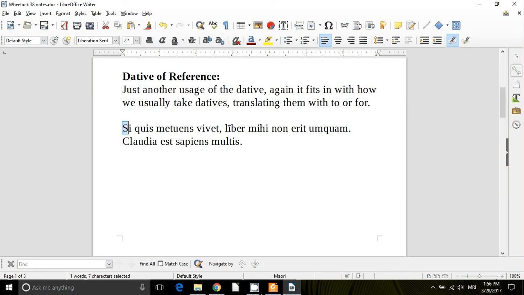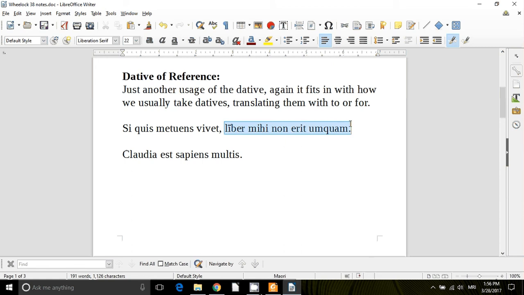So here's the first example. Si quis metuens vivit. If somebody lives fearing, if somebody lives in fear, liber mihi non erit umquam. He will not ever be free. And then what's this mihi doing? Well, it just means to me. If somebody lives being afraid, to me, he will never be free. So it means, just like we use that phrase to me in English, in reference to myself, what I think.